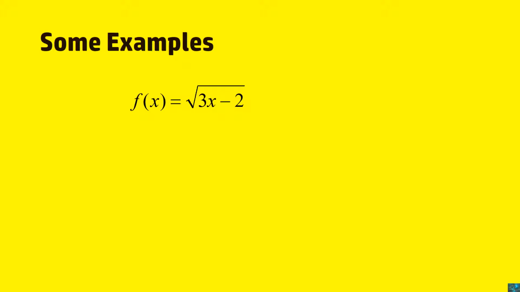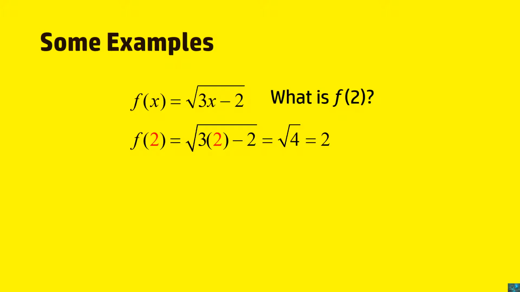Some examples. Okay, here's a function, square root of the difference of 3x and 2. Well, what is f of 2? Well, plug it in. Multiply the 2 by 3, you have 6. Subtract 2, you have 4, the square root of which is 2. So the answer is 2. F of 2 equals 2.